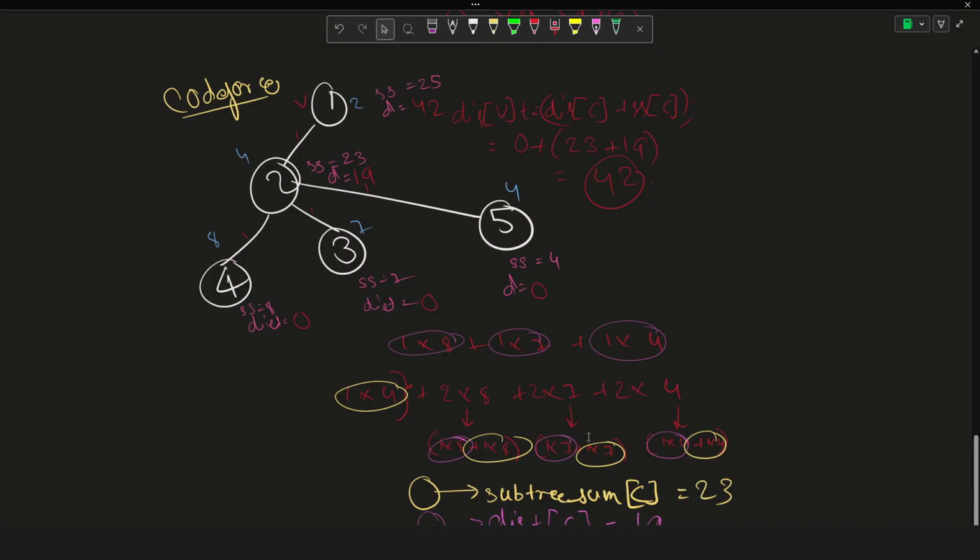And you can see very clearly that the subtree sum for the 2 was 23 only and the distance for the 2 was 19 only. Thereby adding these two terms will give us 42. That is the distance of the current node V. So that's why we were taking the distance of child and the subtree sum of child whenever we are present at a current node V, and we will do this for every child.